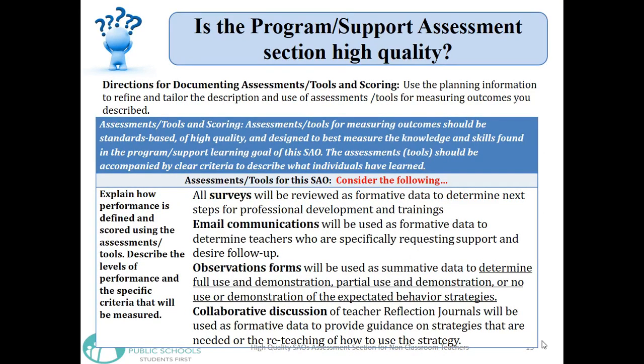The explanation of how performance is defined should include information about whether the assessments are formative or summative in nature. The formative assessments will allow the educator to determine next steps for the teacher, while the summative data will allow for determining performance levels such as full use and demonstration, partial use and demonstration, or no use or demonstration of the expected behavior strategies.